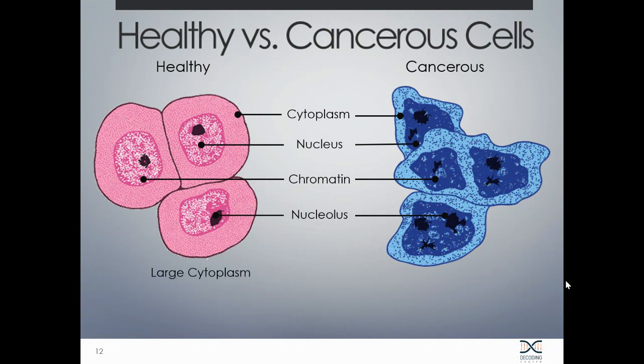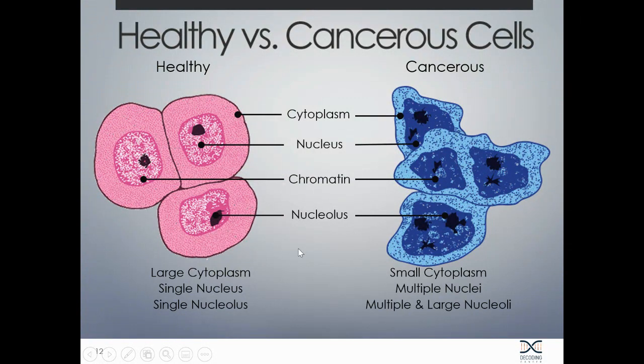First, we have a large cytoplasm in a healthy cell. You can see it here in the outer layer, and small cytoplasm in the cancer cells. In a healthy cell, you have one single nucleus. In a cancer cell, there are multiple nuclei. In a healthy cell, you have one single nucleolus. You can see it here. And in a cancer cell, there are multiple, and they are large nucleoli.